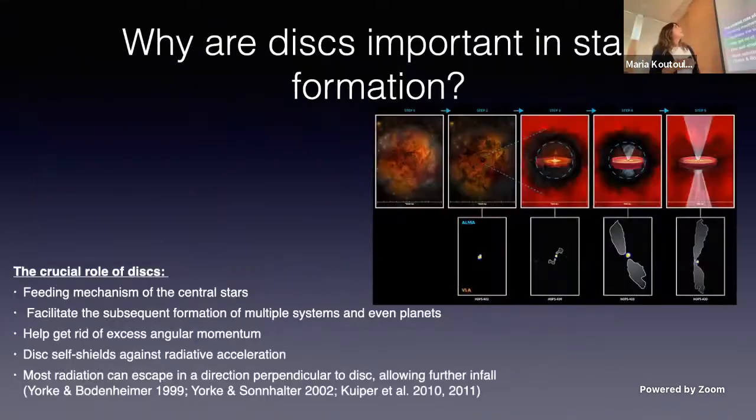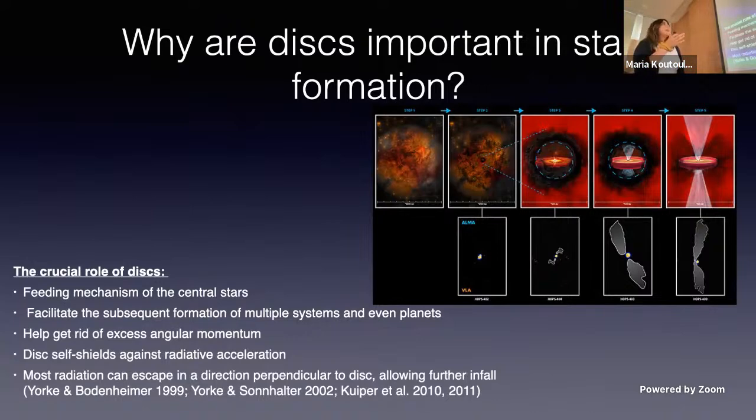As I mentioned, during the formation process we have the creation of the disk. The disk is really important in both low and high mass stars. This is mainly because the disk is the main feeding mechanism onto the star. It also allows the detection of companions, multiple systems, and planets. But the really important thing is that it helps us get rid of the excess angular momentum.